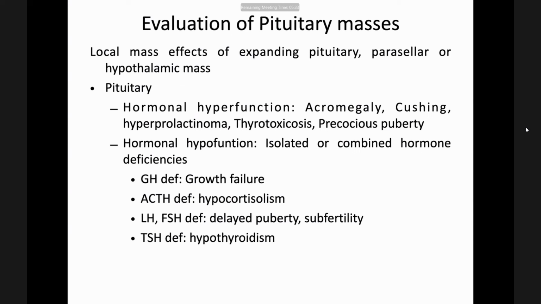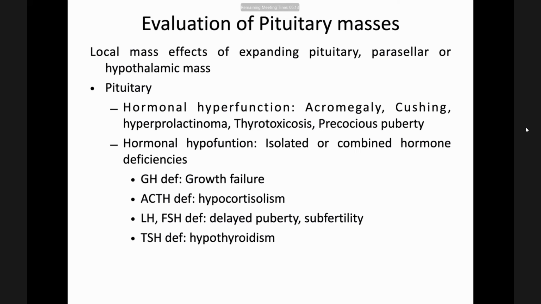Hormonal hyperfunction like acromegaly. When there is excess growth hormone production, that scenario is called acromegaly. When there is excess ACTH production, which ultimately leads to excess cortisol production, then the patient may present with Cushing syndrome. Similarly, prolactin secretion excess भयो भने hyperprolactinemia.